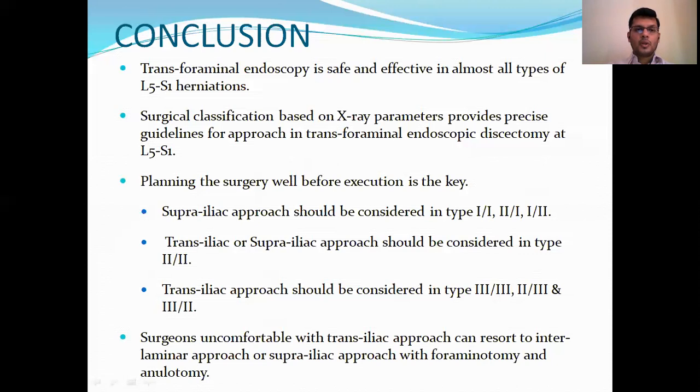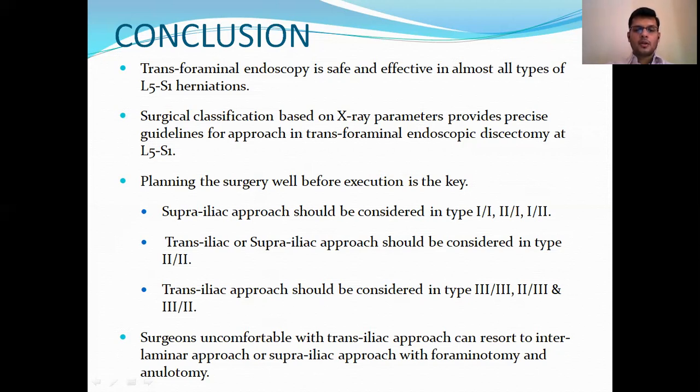So to conclude, transforaminal endoscopy is safe and effective in almost all types of herniations at L5S1. Surgical classification based on X-ray parameters provides precise guidance for approaching transforaminal endoscopic discectomy at L5S1. Planning the surgery well before execution is the key. Suprailiac approach should be considered in type 1-1, type 1-2, and type 2-1 cases. In type 3 cases, transiliac approach should be considered. In type 2-2 cases, either transiliac or suprailiac approach can be considered.